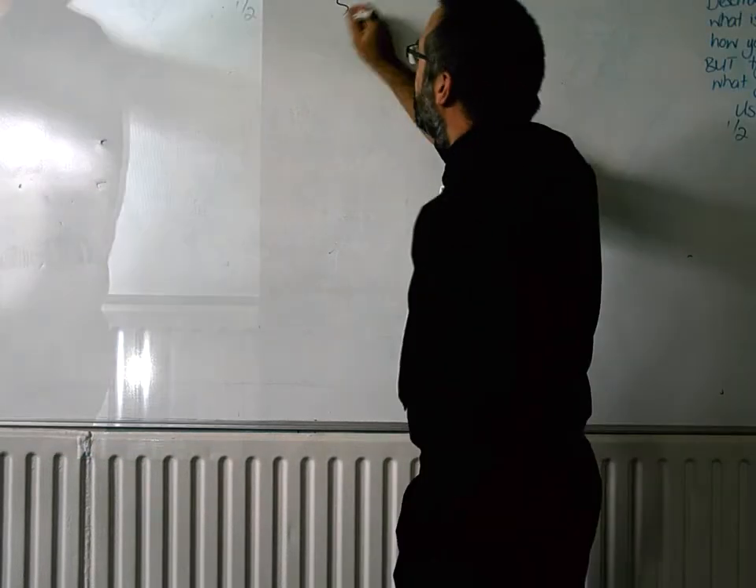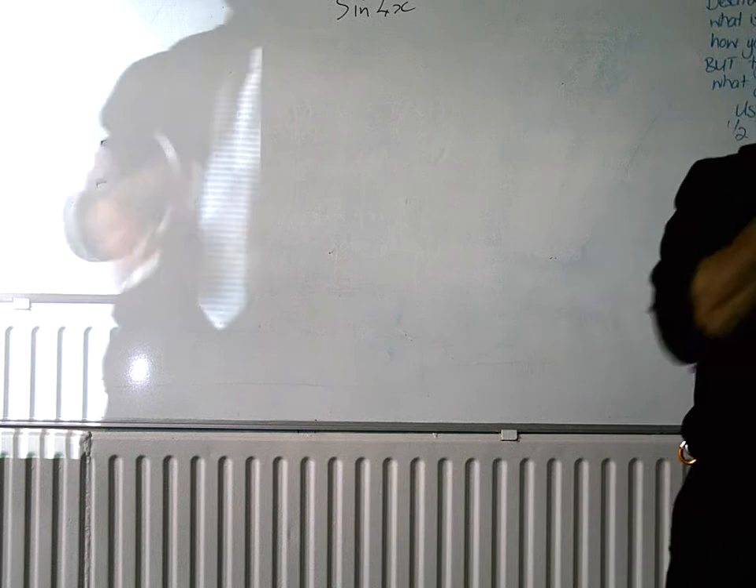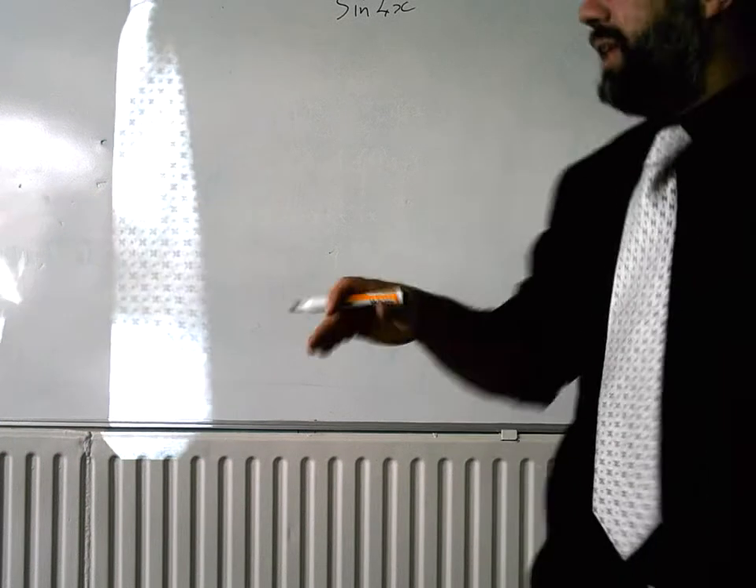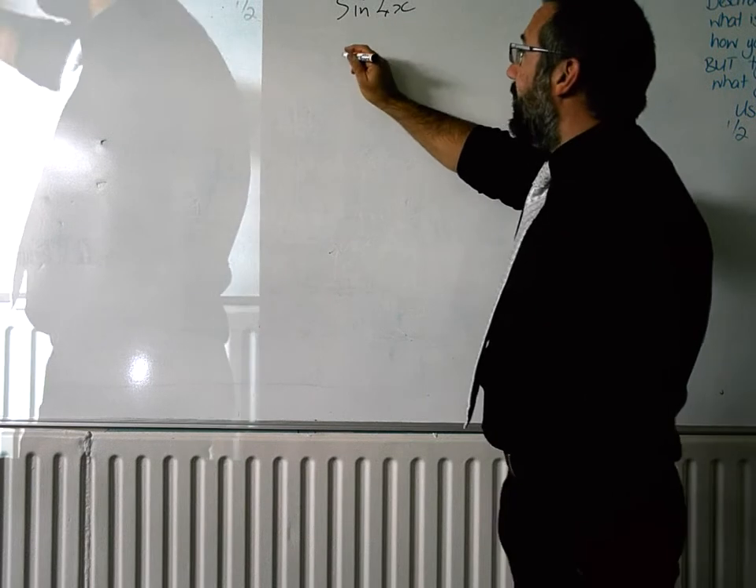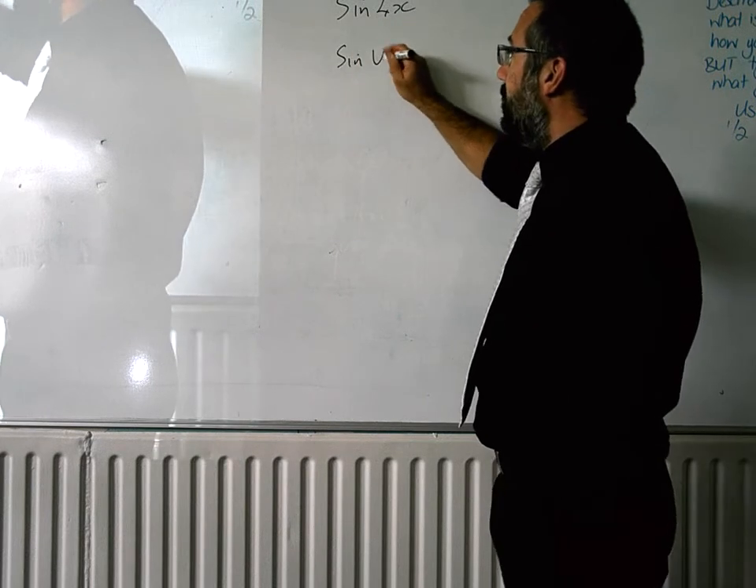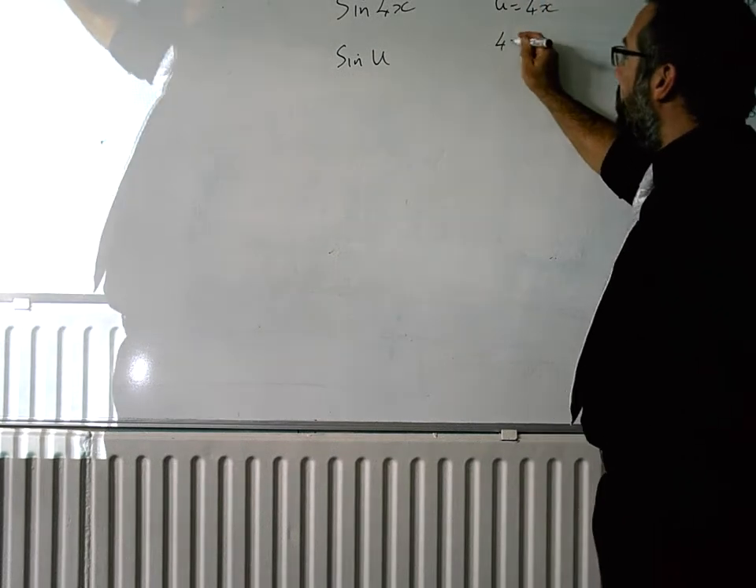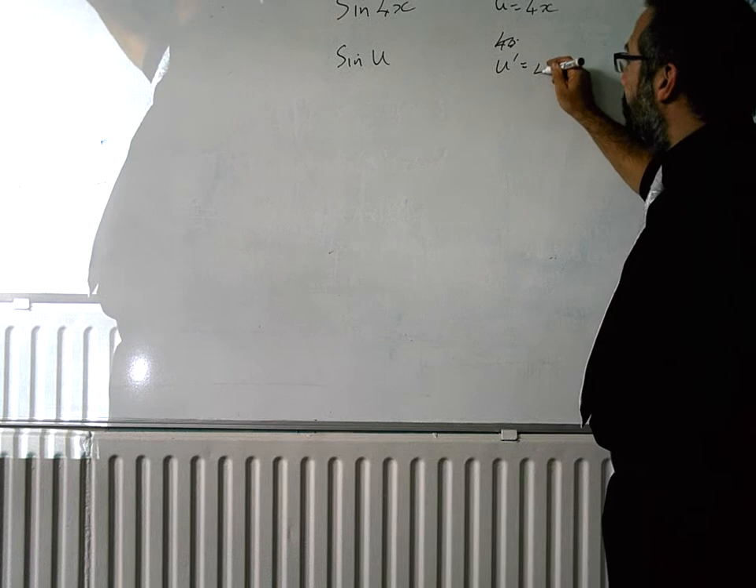Okay, so what we're trying to do is differentiate sine 4x, yeah? And the key thing to remember here is that this is a chain rule. There are two things: there's a sine x and a 4x. So now we're going to say, let's call that sine u, where u is 4x, and therefore u dash is 4.